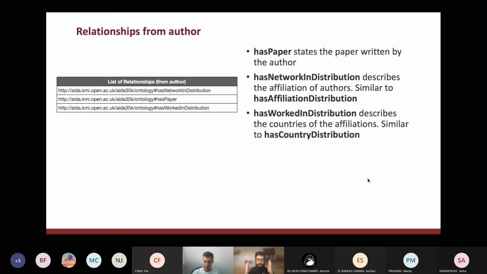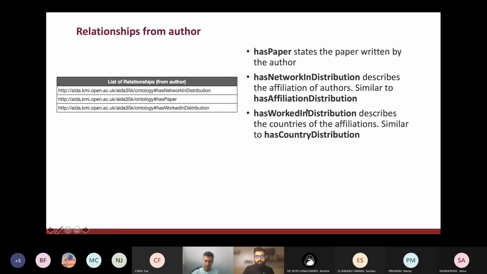So if you put paper as author, and then the author, and you write in your schema that also the opposite relationship is true, then when you run this inference machine, it will extract also all other facts that say this author has paper. But we included them anyway, so it's fine, just to avoid confusion.